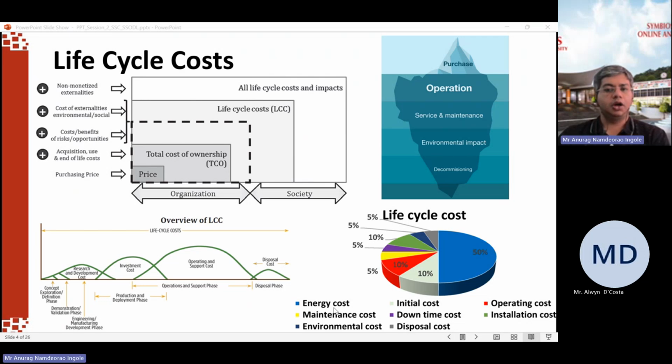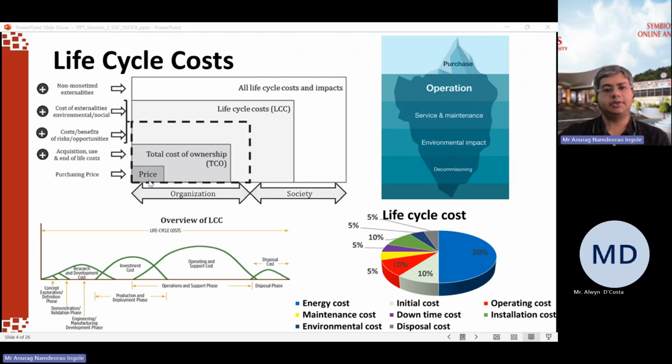Then you have 5% of maintenance cost, maybe 10% of operations. And this is just a generic representation. It may vary from product to product, but it gives us a nice overview that the initial cost or the price that we currently focus on as part of the routine procurement function is only around 10% of the total life cycle cost of the product.